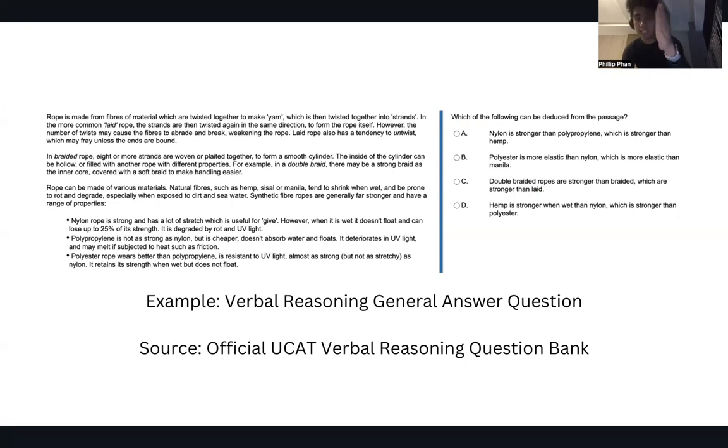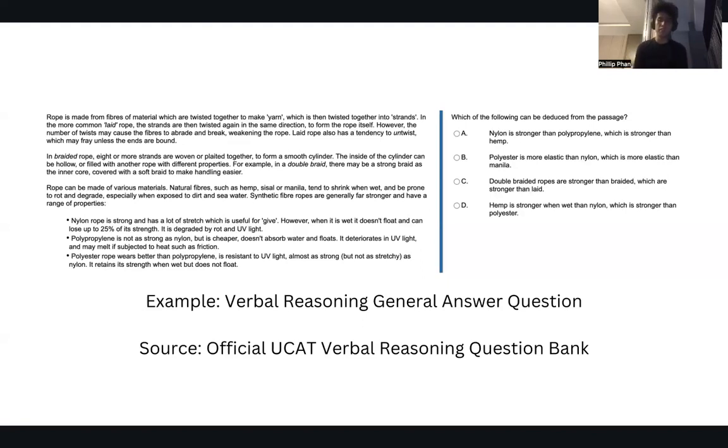And then you have 4 statement answers, as you can see. So it's not true, false, or can't tell. They actually give you 4 statements as your answer, okay? So it'll be like nylon is stronger than polypropylene, which is stronger than hemp. So it's just like a regular type of question, and then answers based off that question, and they use statements as well. It's literally just a question and answer sort of format, if that makes sense.